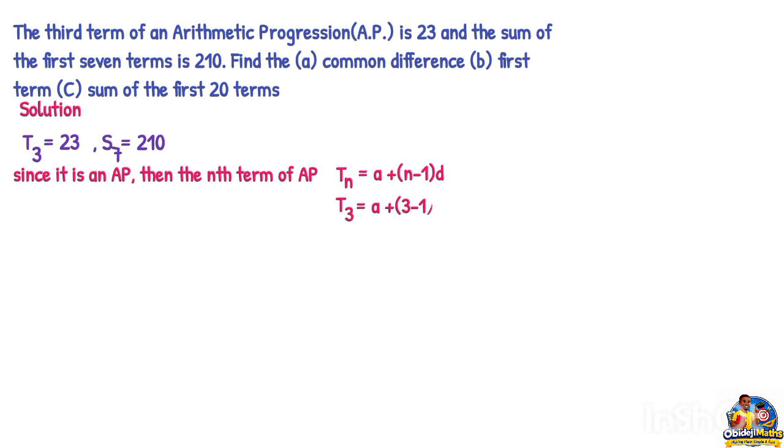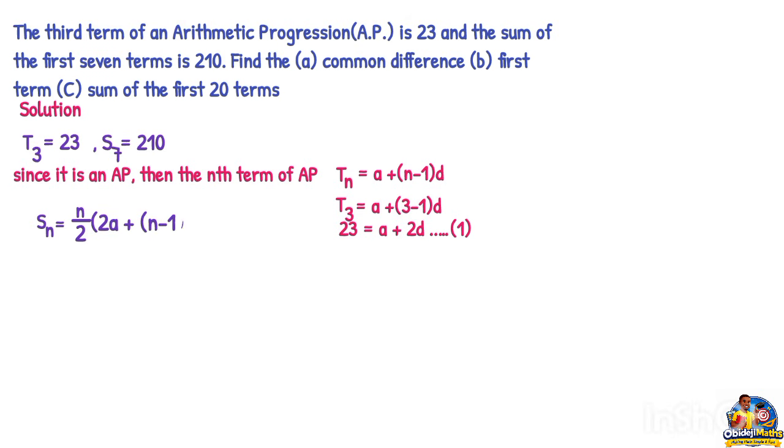Don't forget that we don't know a, we don't know d. So our T3, which is 23, means 23 equals a plus 2d. You can call that equation 1. Let's go to the second one, which is the sum of the first 7 terms, S7 equals 210. Because it is the sum of n terms, the formula is Sn equals n over 2 into bracket 2a plus (n minus 1)d.